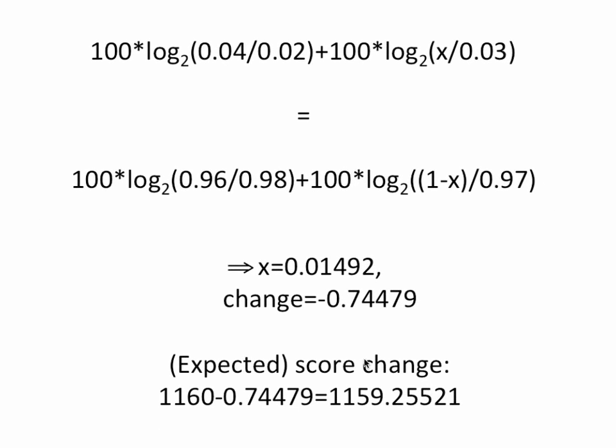With that said, we can update our new score and balance as 1,160 minus 0.74479. And that's going to do it for this tutorial video on the DAGGRE scoring system.